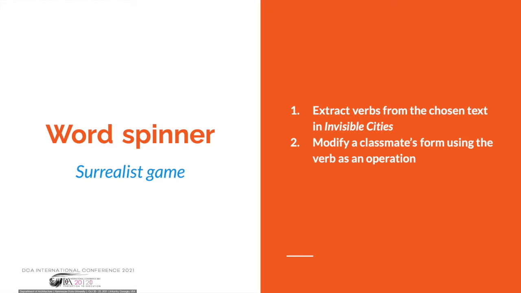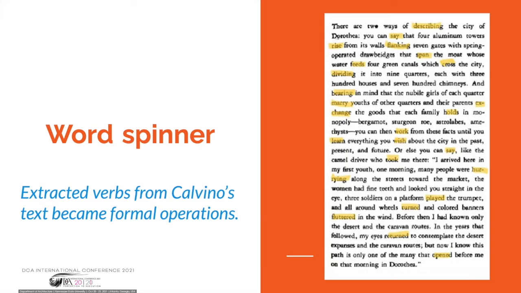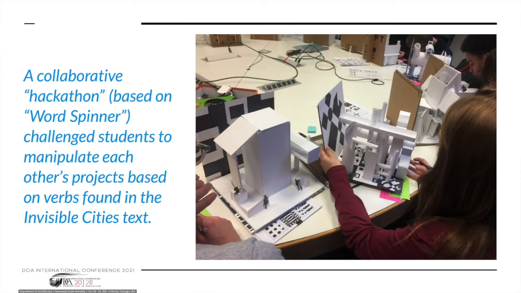Always looking for other opportunities to collaborate. Another surrealist game in the form of Word Spinner allowed us to extract verbs from the text that the students were working with, and then use those verbs to modify a classmate's form. So this required the students to go back into the literature, pull out the verbs, and in some cases this was a challenge for students. Students found it to be sometimes an interesting exercise to look for all of the verbs that were in this short passage, and then figure out how a verb could become an architectural operation, and then apply it to a classmate's project. So we have study models happening here.